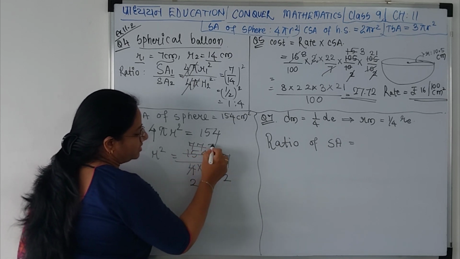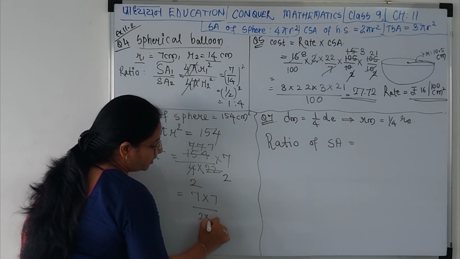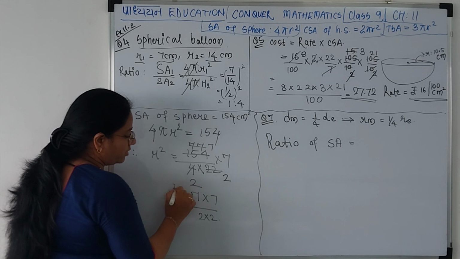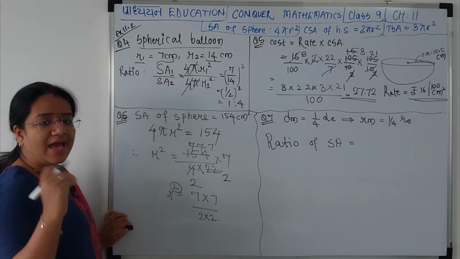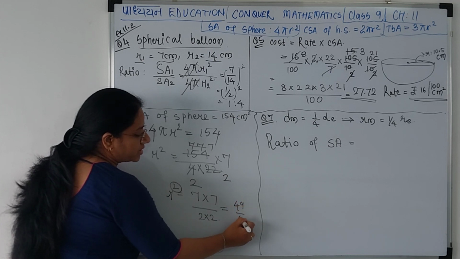11 2s are 11, 7s are... What are you left with? You are left with 7 into 7 upon 2 into 2. Now see here, you have r square. So you already have to find r. So don't multiply this. Okay, don't do this.